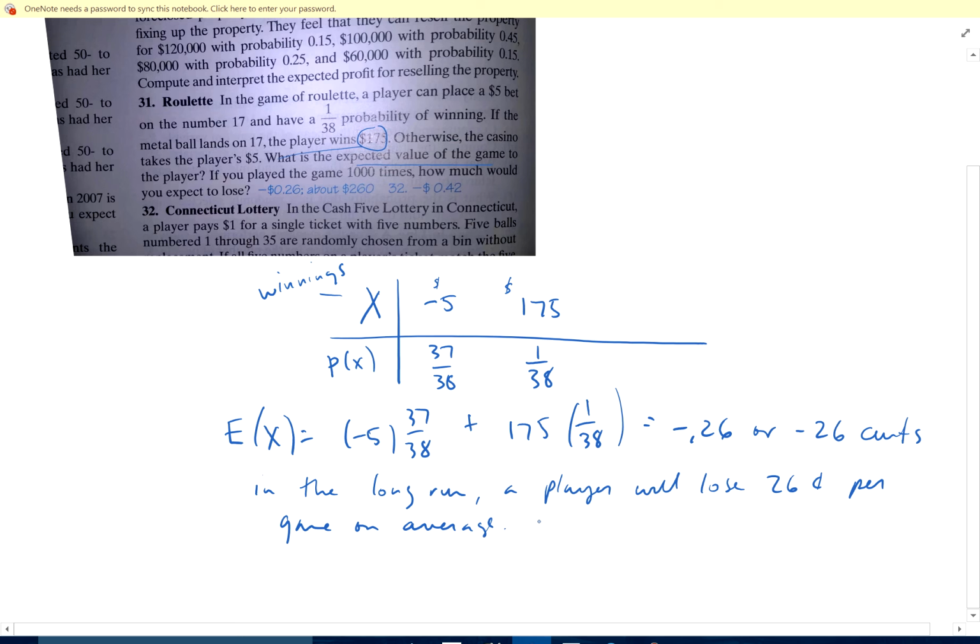Okay, now if they play 1,000 games, it's going to be 1,000 games times 26 cents, which is $260. So they're going to lose 26 cents per game, and it's actually negative. So in those 1,000 games, are they going to win once or twice? Maybe, but they're going to lose the rest of the time, and so this will be the net loss. Okay, all right, and let's hold it right there and go to the next one.